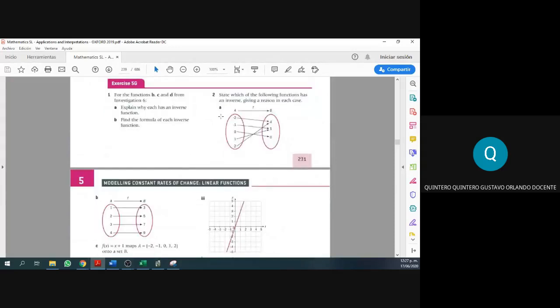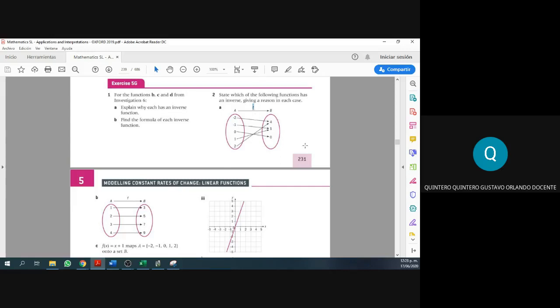Here, question 1, question 2. State which of the following functions has an inverse, giving a reason in each case. This is gonna be pretty simple because we did exercises of this. The function f goes from A to B. Now, -2 is related to 4, -1 is related to 1, 0 to 0, 1 to 1, and 2 to 4. The f is a function. But does this f have an inverse?